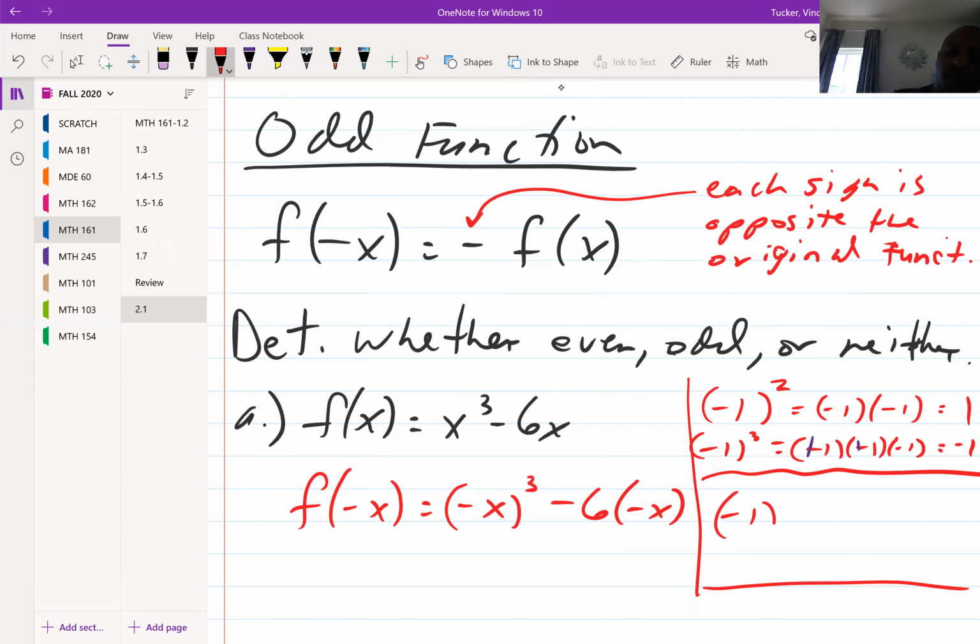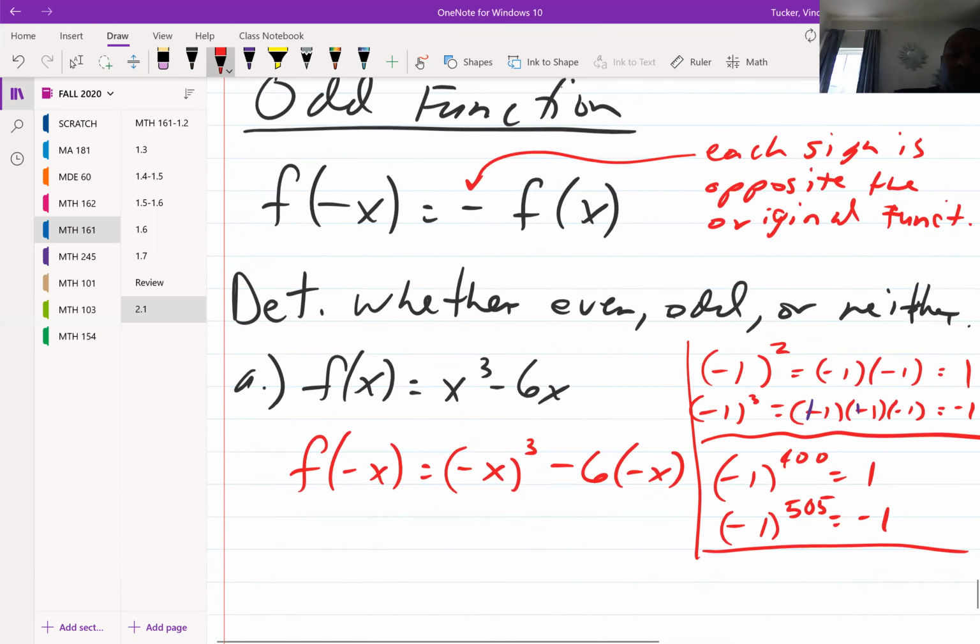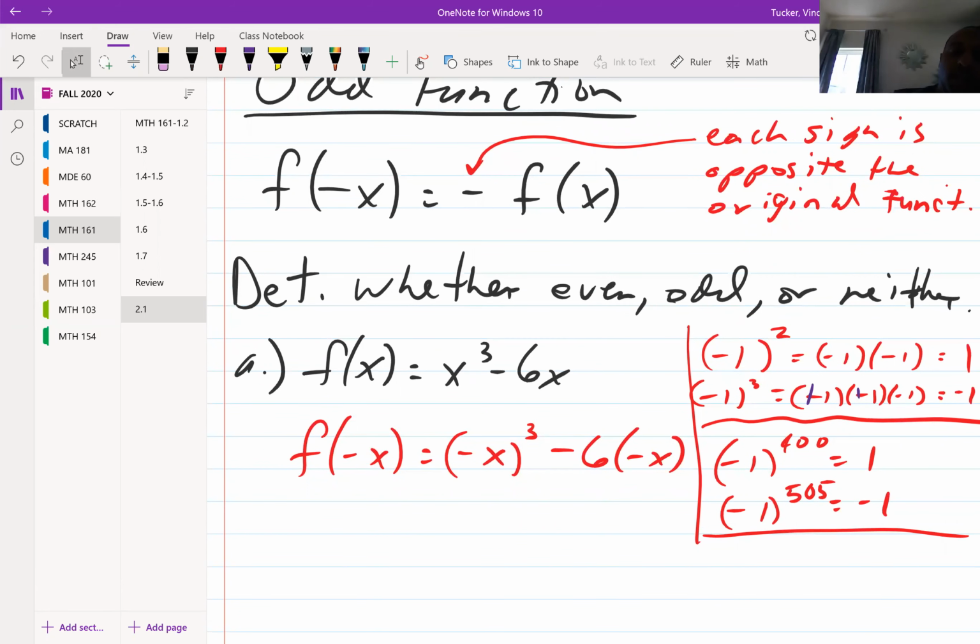So that will always be the case when it comes to even and odd power. If I have a negative 1 raised to 400, that's still going to be positive 1. If I have a negative 1 raised to 505, that's still going to be negative 1, because there always will be a negative left after your cancellation. Negative times negative turns positive. So when I look at what's going on here, negative x cubed is going to reduce to negative x cubed because we have an odd power and there's going to be a negative left. And then over here, negative 6 times negative x will be a positive 6x.